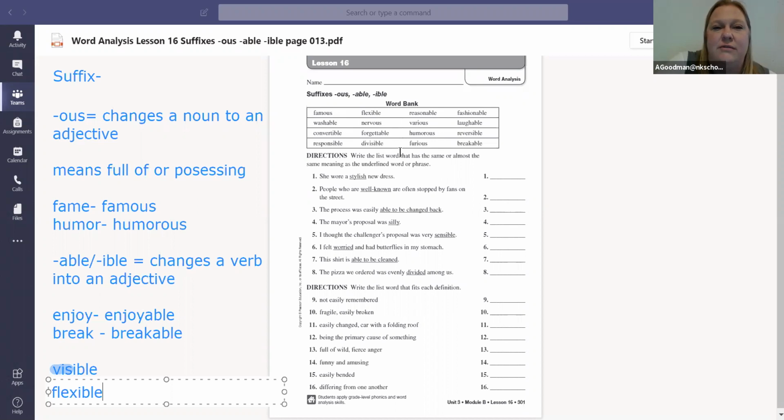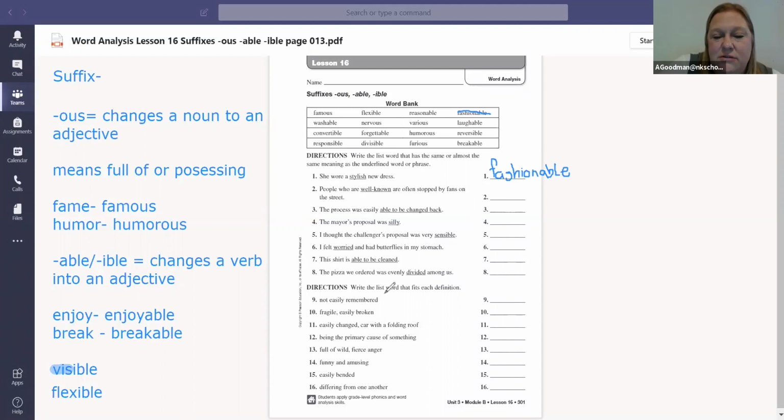Let me write that. I'm terrible at writing with this little tool. Fashionable, of course, it's a really long one too. Remember, not ible, when it's at the end of the word, it says able. All right, and we cross out fashionable.